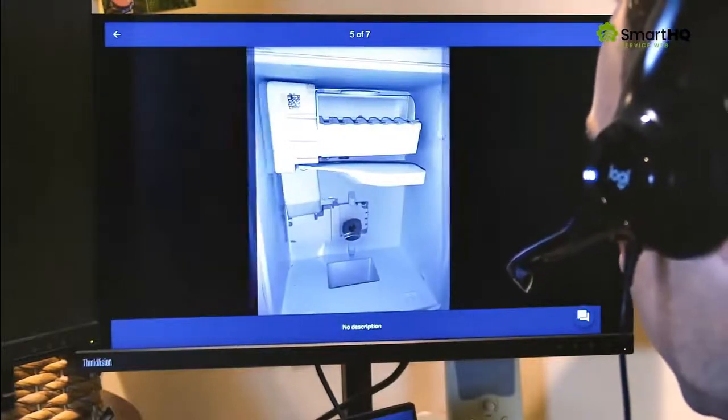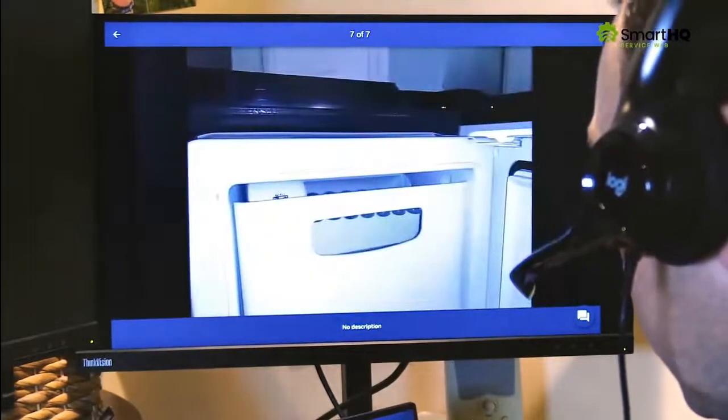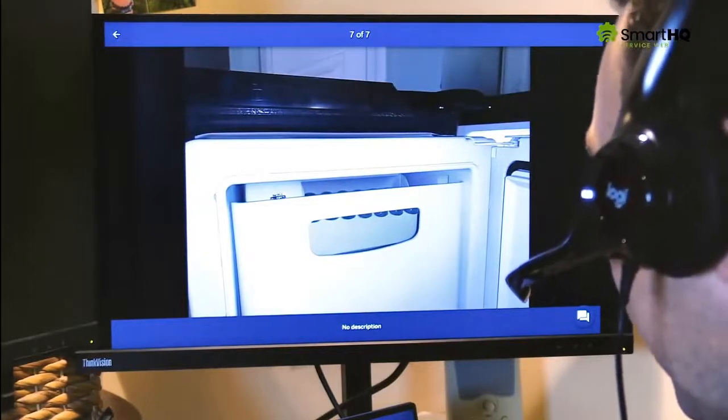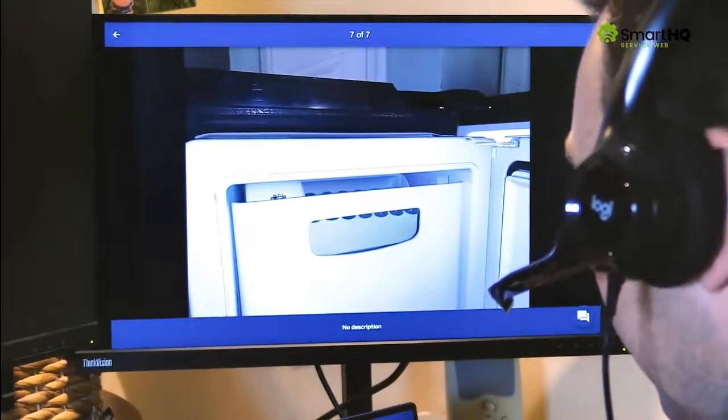It's like being right there next to your technicians. With this level of communication, you can support your entire service team like never before. Alrighty, my friends, and there you have it. As you can see, SmartHQ Service Web is the ultimate solution to all of your technical support needs.